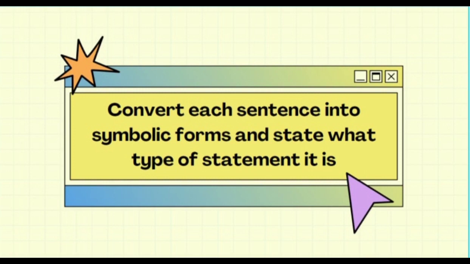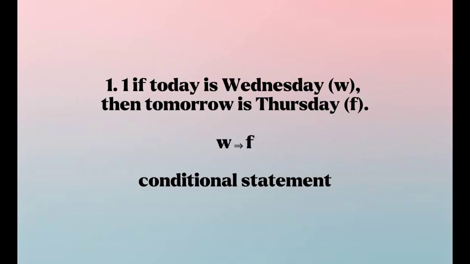Now let us try to convert each sentence into symbolic forms and state what type of statement it is. Number 1. If today is Wednesday, then tomorrow is Thursday. So we have if today is Wednesday as our letter W and then tomorrow is Thursday for our letter F. So how we convert this into symbolic form?